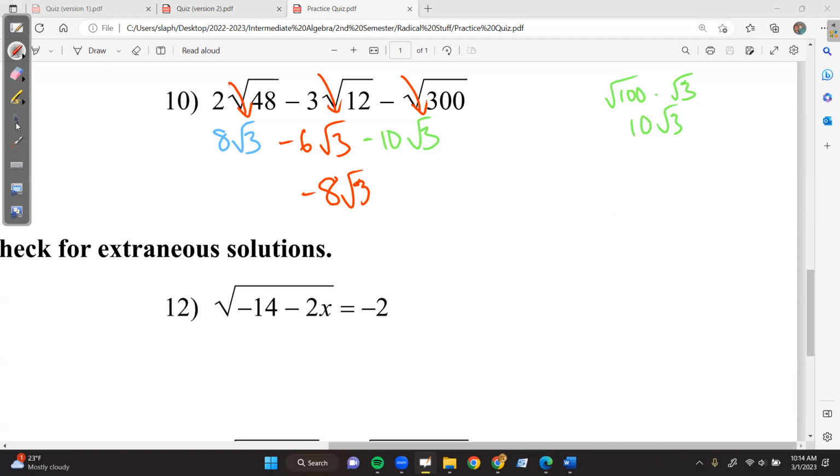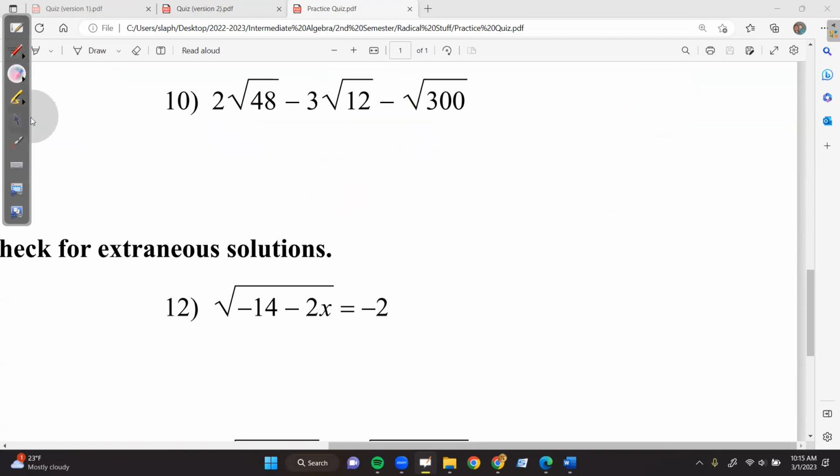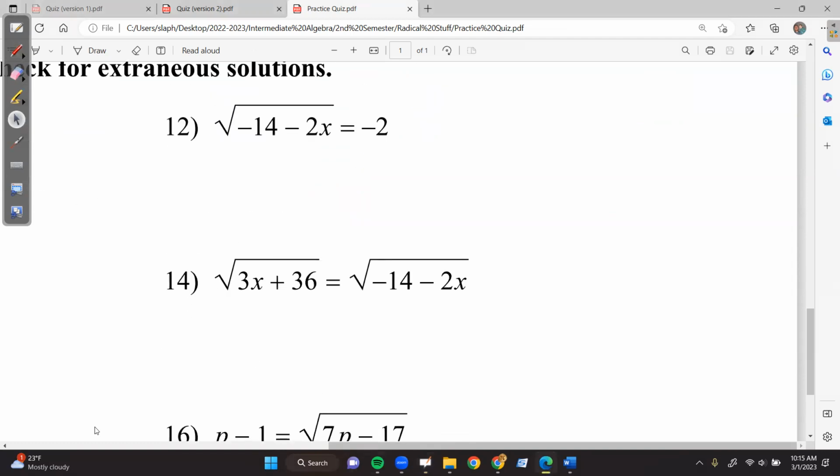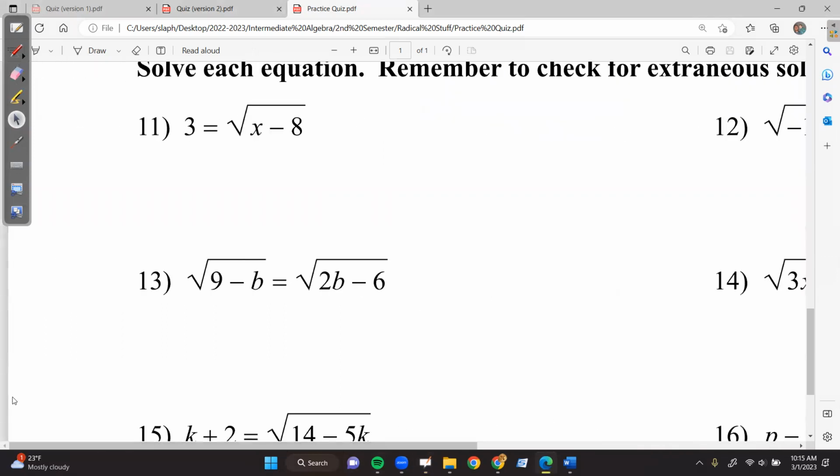The last section is the equations, and they start easy and go to maybe medium, and then they take a pretty quick jump up to difficult. Question 11 is what we're on now, and question 11 ought to be real quick. What do we do? Square both sides. The reason we're squaring both sides is because we want to actually kill the square root. If I square the left side, I get 9. If I square the right side, I get x minus 8. Add 8 to both sides, and you get your answer, x equals 17.